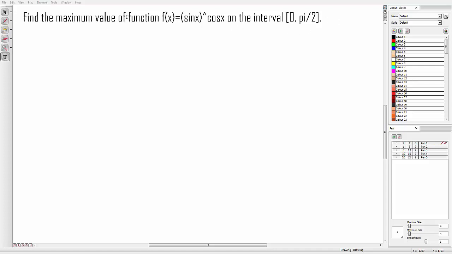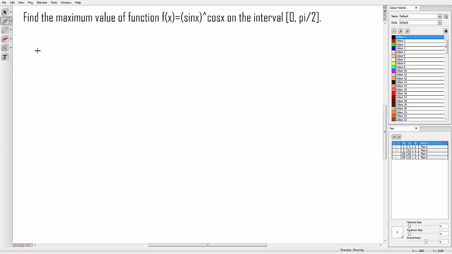Find the maximum value of the function f of x is equal to sine x to the power of cosine x on the interval from 0 to pi half. Okay, so you may be thinking this has something to do with derivatives. It probably can be done that way, but today I will show you a much simpler way to do that.